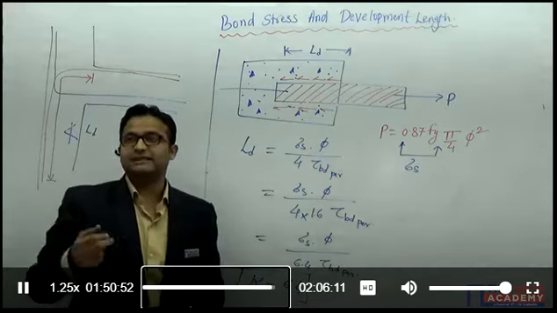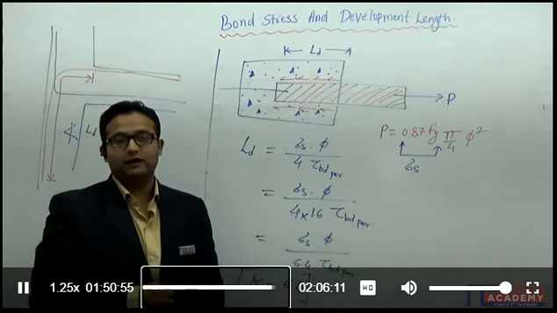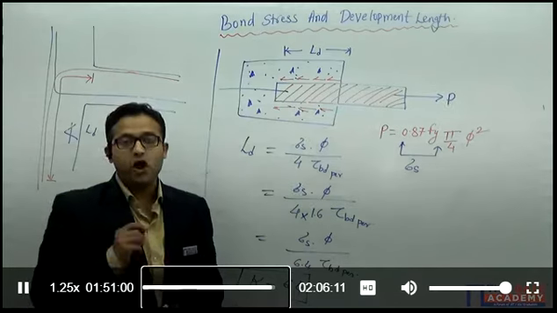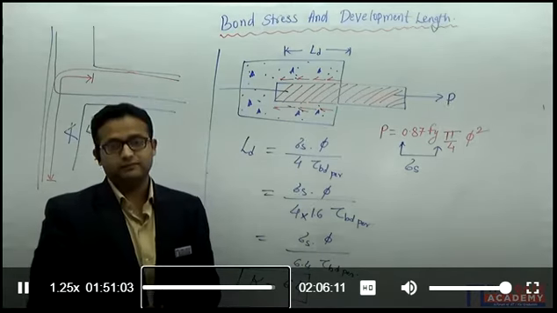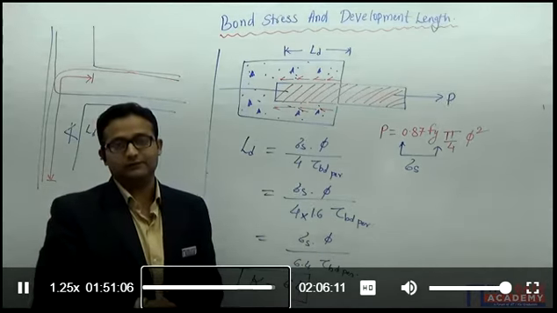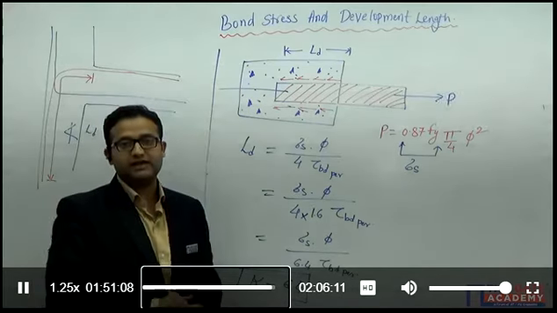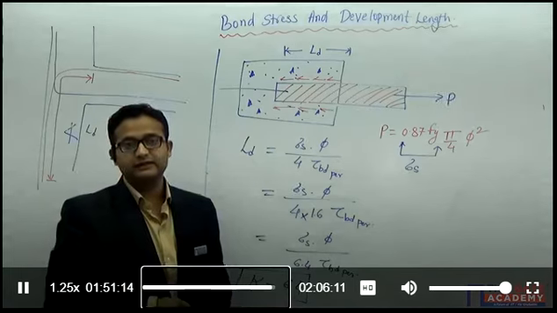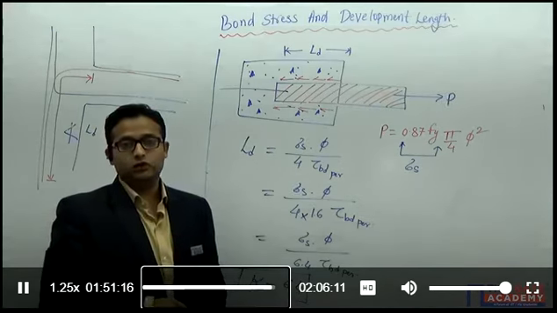Sir, in the question, somebody is asking how do we know it is a HYSD bar? Sir, in the question, the first line only they have given the development length of a deformed reinforcement. Deformed means HYSD only. HYSD means what is the full form of HYSD? High yield strength deformed bars. How do we find the HYSD? What we have done to get the HYSD?